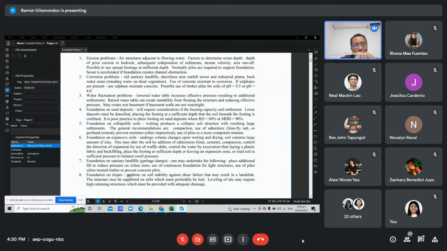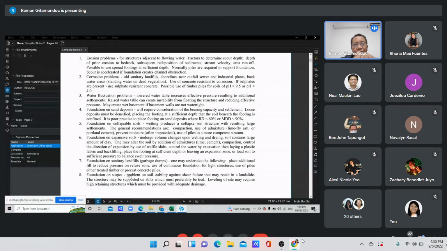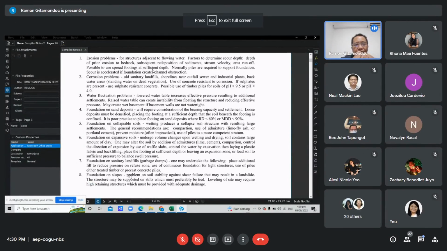And finally, we have foundation on slopes. Of course, we have many of these here. I think the other week there was a collapse in Maria Luisa, still under construction after heavy rain. The slope collapsed, a landslide. So the structure may be supported on stilts, which must preferably be tied, so using tie beams. Leveling the site may require a high retaining structure, which must be provided with adequate drainage. You can see the solution being implemented if you go around Maria Luisa or Busay.